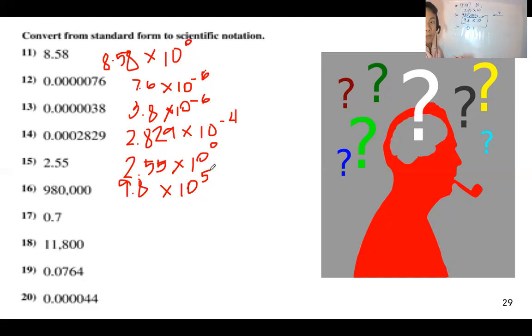0.7. Is 0.7 a number between 1 to 10? Yes or no? No, kasi mas mababa siya sa 1, so hindi siya in between 1 and 10. So gagawin natin, hanapin natin yung number na nasa loob ng 1 and 10, which is 7.